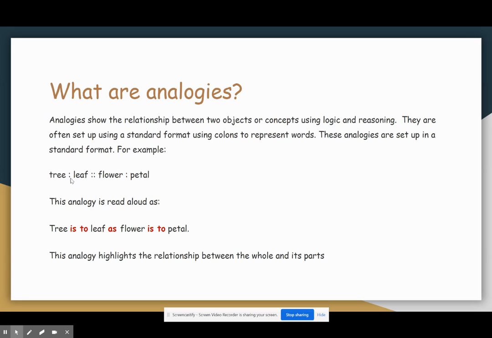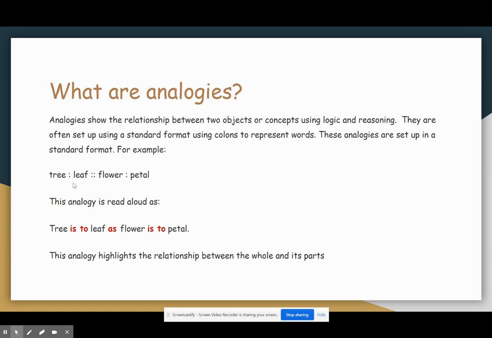"Is to" is that first colon. "As" is that middle double colon, and "is to" again is that second colon. So you would read tree is to leaf, so the relationship is right there, as flower is to petal. They need to share the same relationship. So if I look at tree and leaf, and I'm just thinking out loud, I think, well, the leaf is part of a tree. Oh, and that works because a petal is also part of a flower.